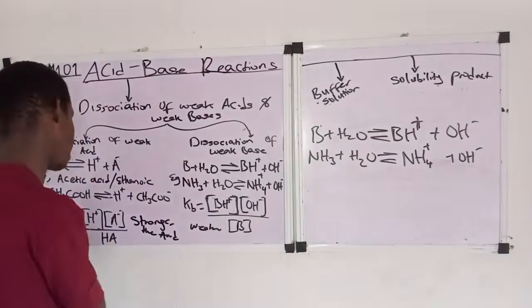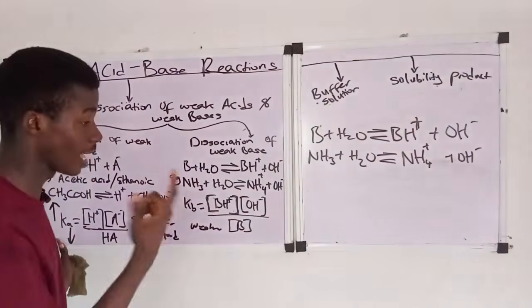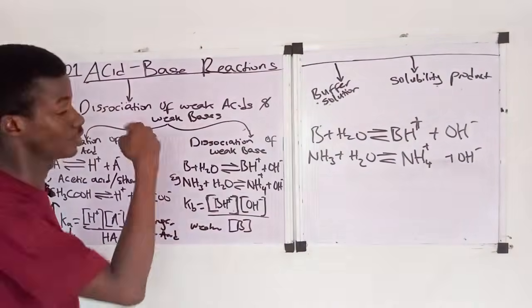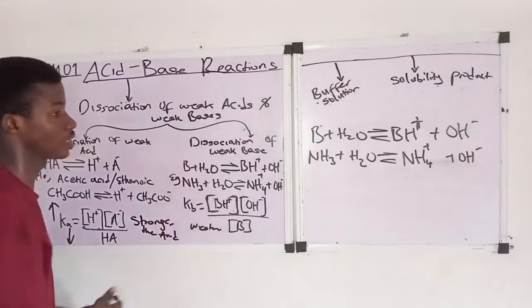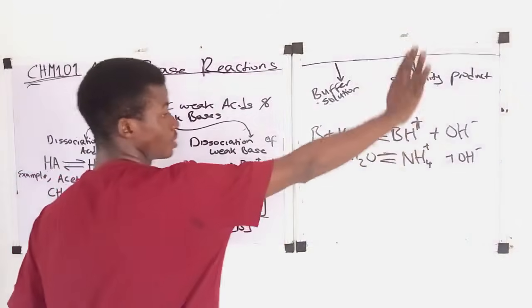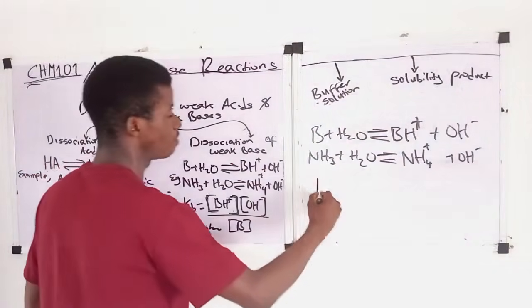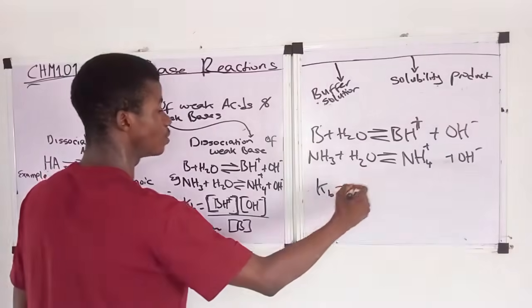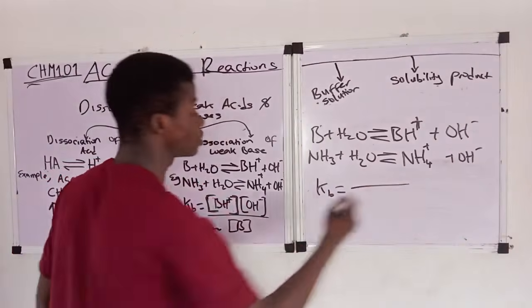Remember, Ka is the dissociation constant for an acid, while Kb is the dissociation constant for a base. The dissociation constant for a base is still the same thing: the product divided by the reactant. It's the same as for an acid: the concentration of the product divided by the concentration of the reactant.